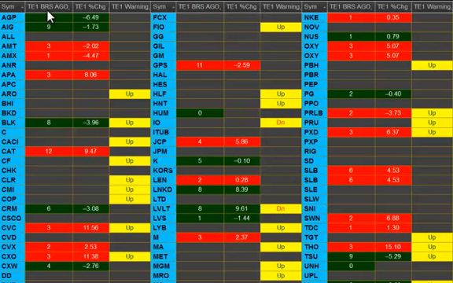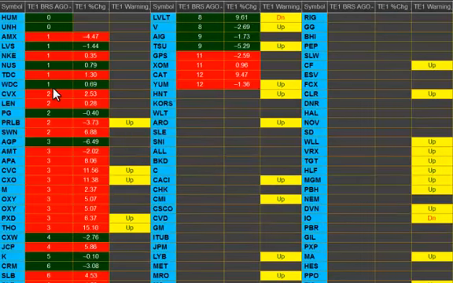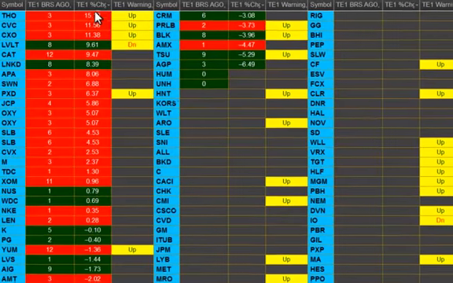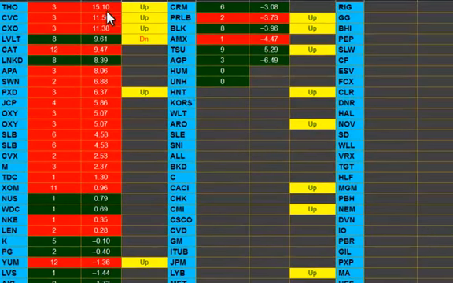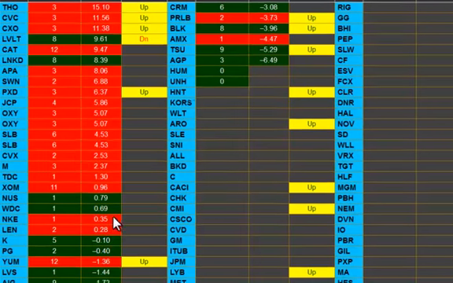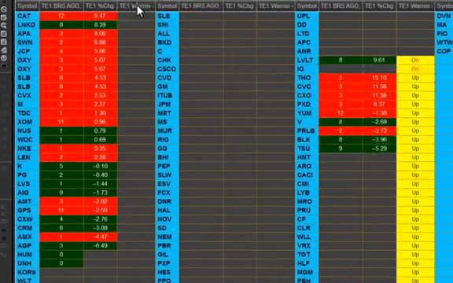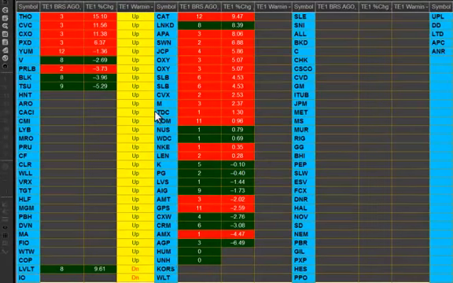You can sort on the bars ago column to find the most recent occurrences of these signals, or you can sort on the percent change column as shown earlier in the previous video, and you can see how effective your input parameter settings are by monitoring whether most of your percent changes are positive or negative. Or you can sort on the warning column and identify all the symbols on your watch list that are setting up but have not yet fired for these particular signals.